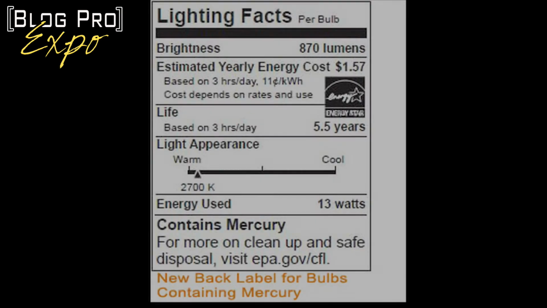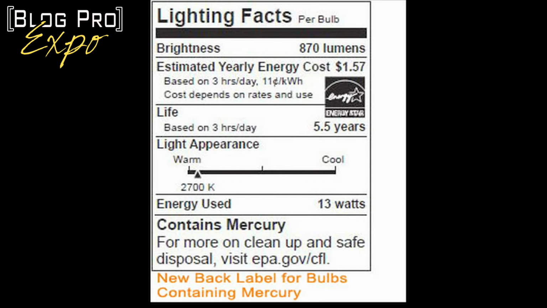Now here I have an empty light bulb box. On the box you'll see what looks like sort of a nutrition label for light bulbs. As you can see on the lighting facts box, you will see brightness, which measures lumens, light appearance, which measures the kelvins, and energy used, which measures the watts. So let's take a closer look at what some of those terms actually mean.